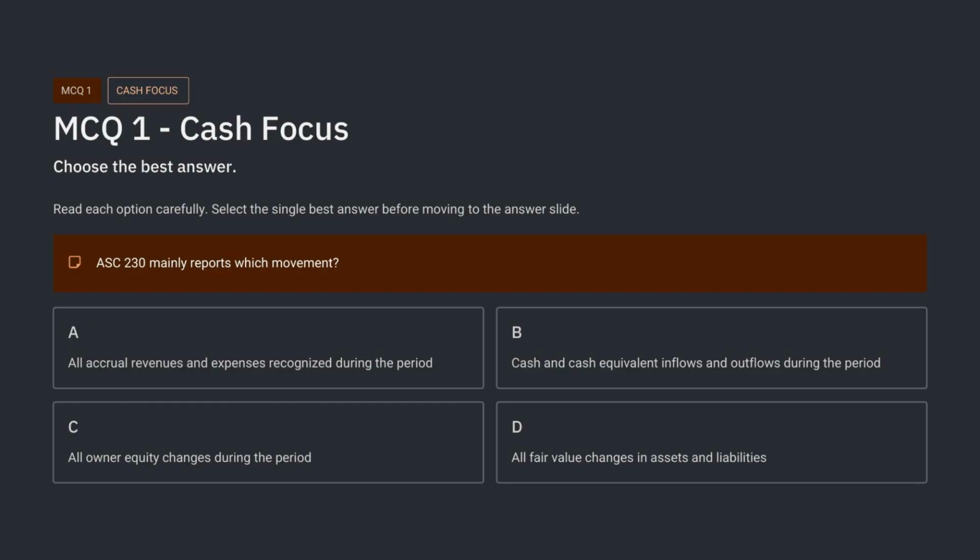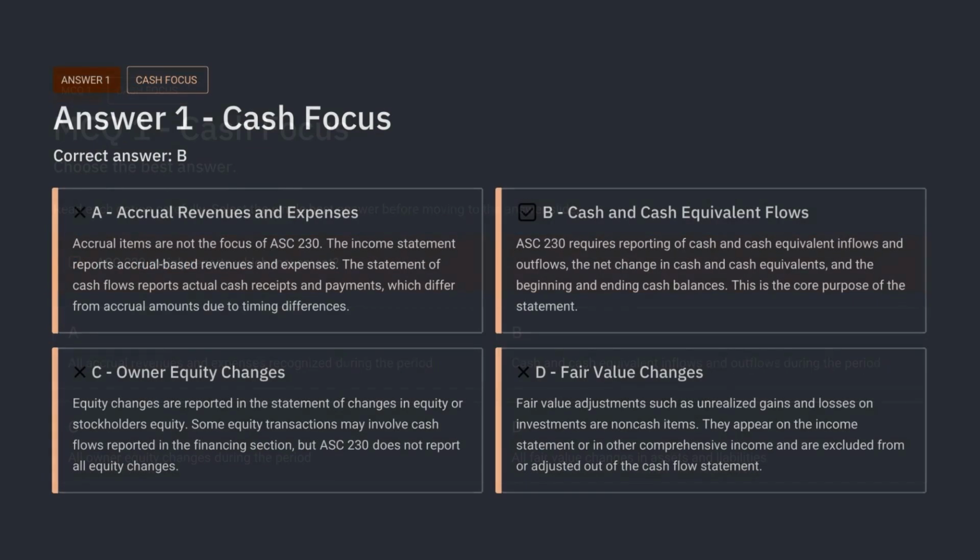Ask yourself, is ASC 230 trying to report accrual performance, equity movement, fair value changes, or actual cash movement? Lock your answer before the explanation. The correct answer is B. Cash and cash equivalent flows. ASC 230 focuses on cash receipts, cash payments, the net change in cash and cash equivalents, and the beginning and ending cash balances.